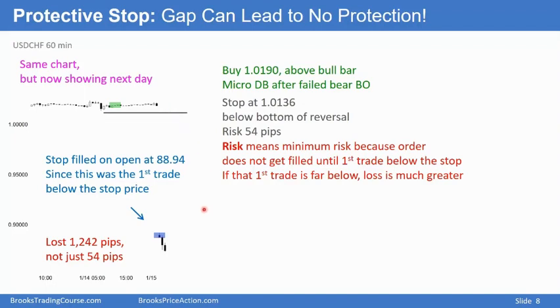This is very rare. This is the kind of thing you see once every 10 or 20 years. But it does happen, and because of that, you have to be aware of it. You have to trade small enough so that if a catastrophe like this happens, the loss is not unbearable.